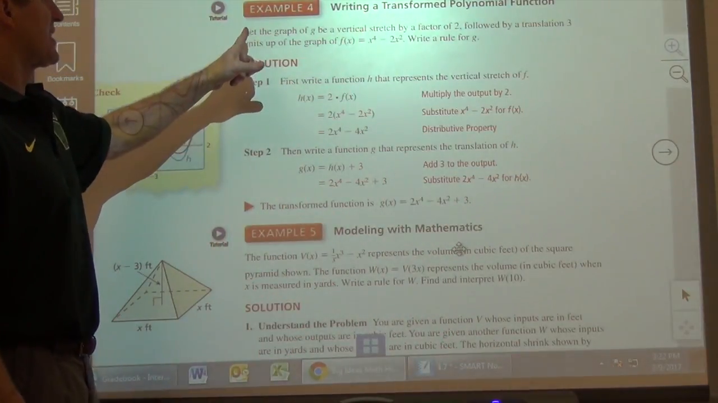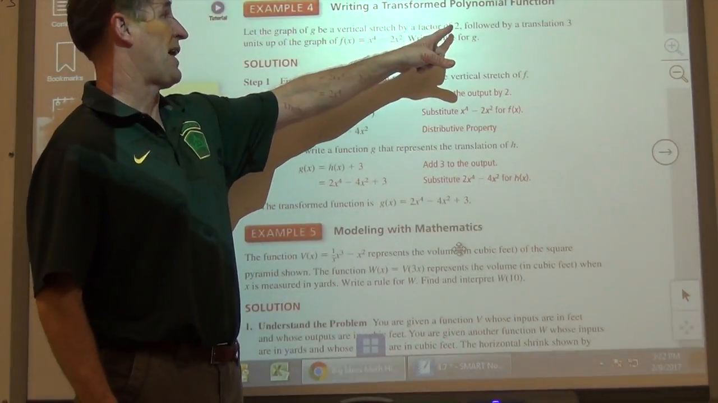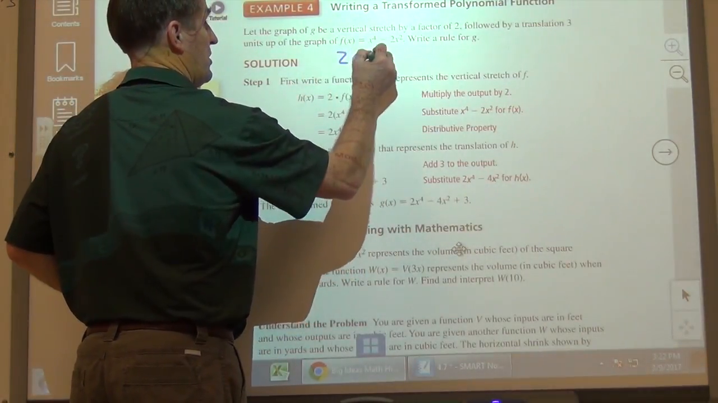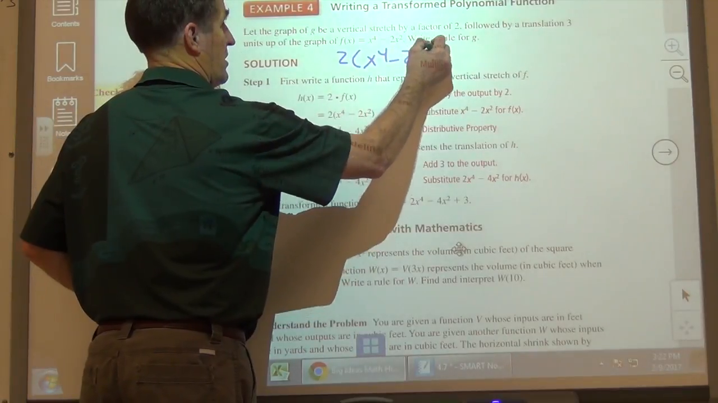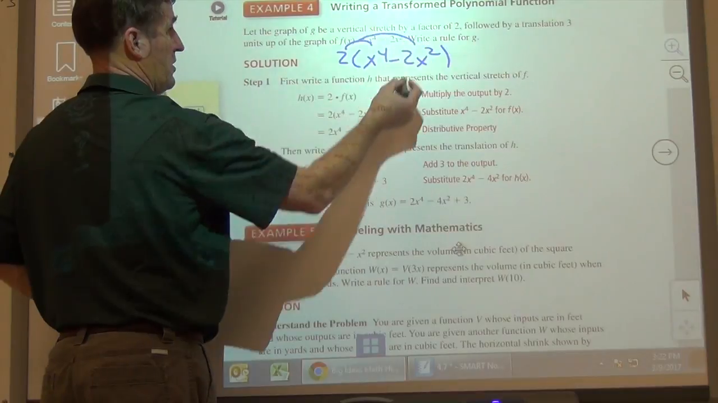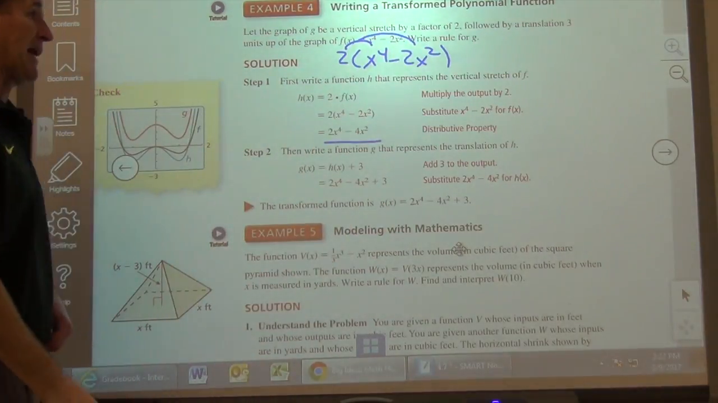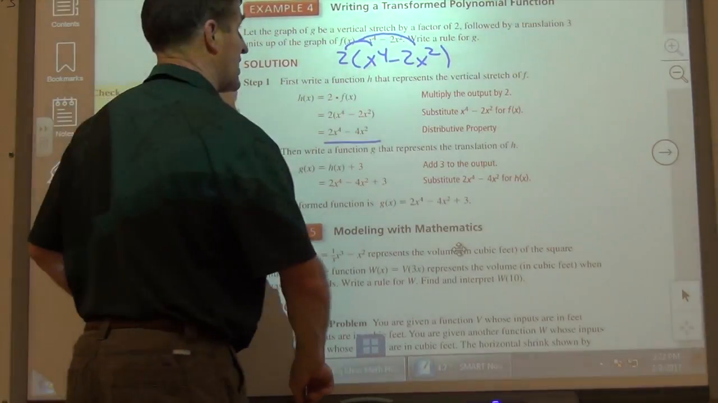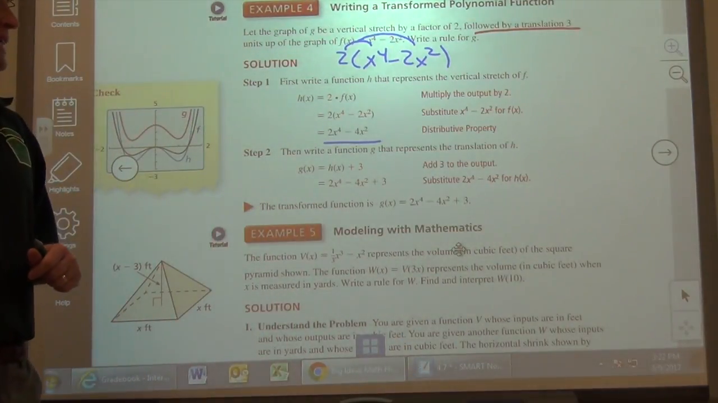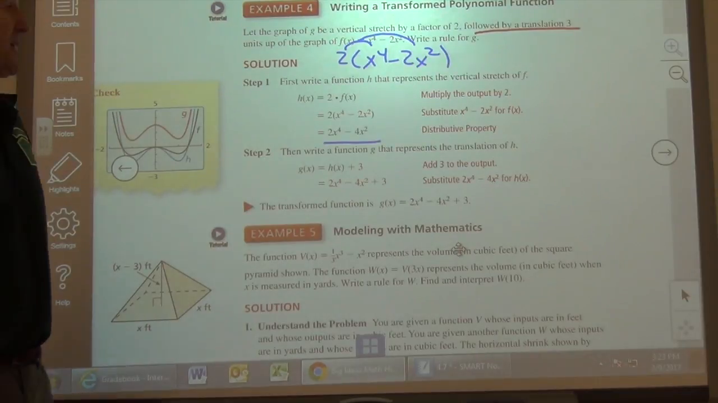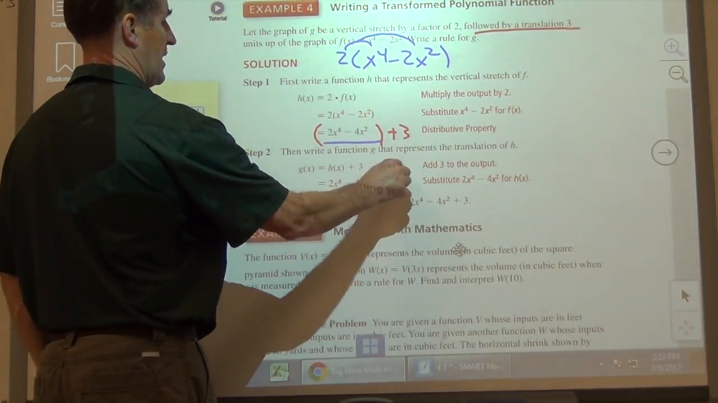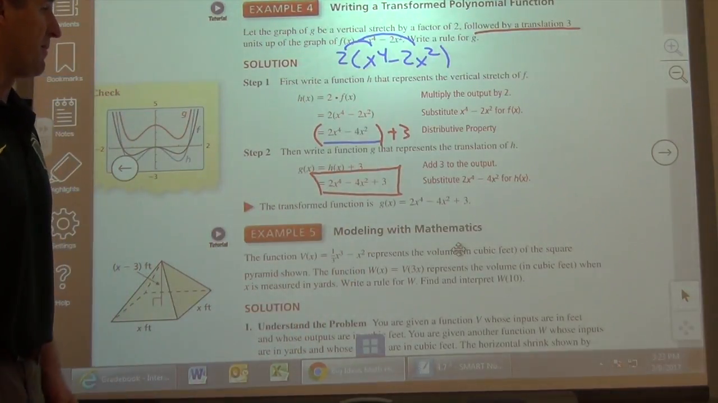They add things. So this says, let the graph of G be a vertical stretch by a factor of 2. So do it one step at a time. So I take the vertical stretch of 2. So I times the whole thing by 2, which they show there. And you distribute the 2. And so we get 2x to the 4th minus 4x squared. Then we go to the next part. And it says, followed by a translation 3 units up. So that just means I'm going to take this whole thing and I'm going to add 3. And so we get this new function with plus 3.